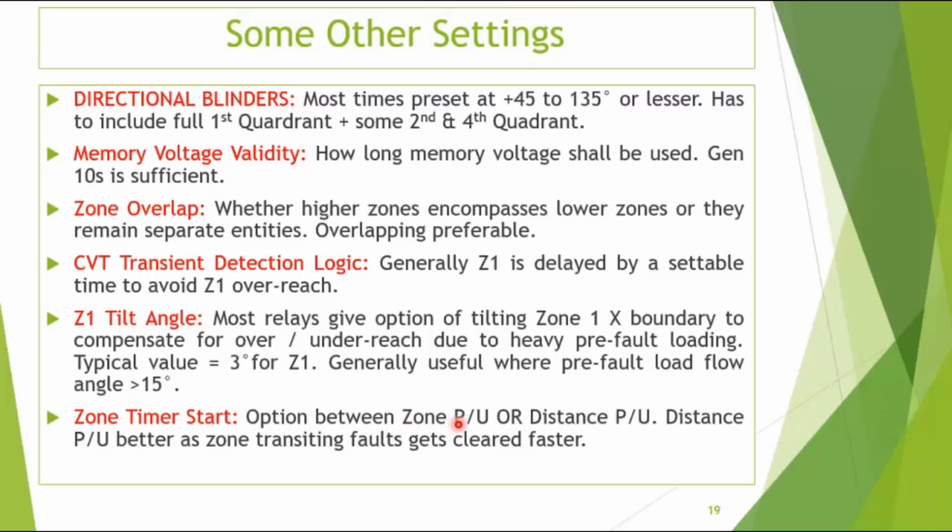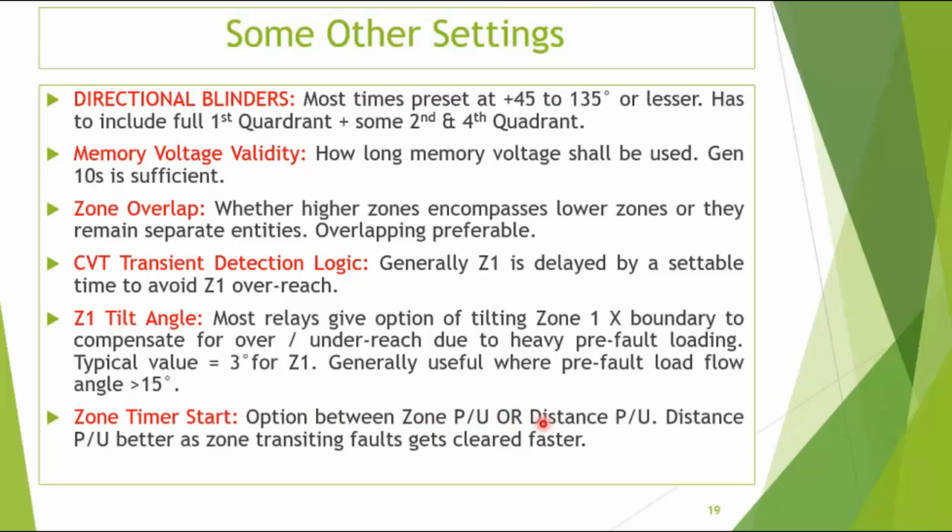okay, this means that if I have a zone 1 start, then only my zone 1 timer will pick up. If I have a zone 2 start, my zone 2 timer will pick up. If I have a zone 3 start, only my zone 3 timer will pick up. My other timers will not pick up. So in this case, if I have a fault transiting from zone 3 to zone 2, my zone 3 timer has picked up, but my zone 2 timer has not picked up. So when it transits, it will again time for the zone 2 time before tripping. That will uselessly waste some tripping time because the fault has already started.